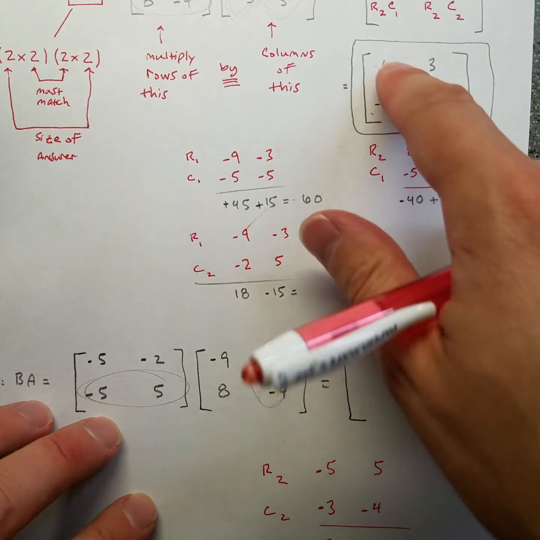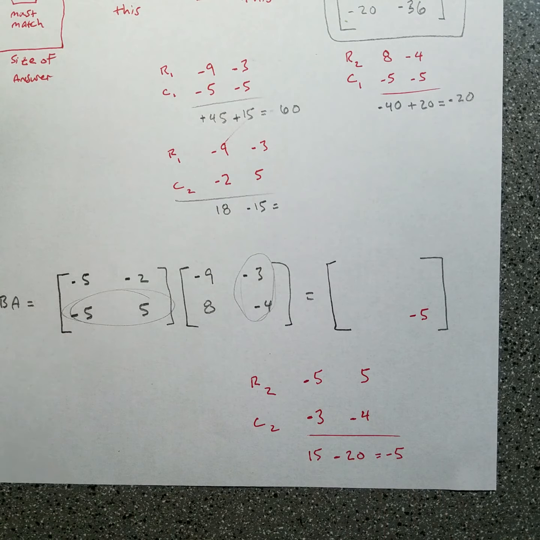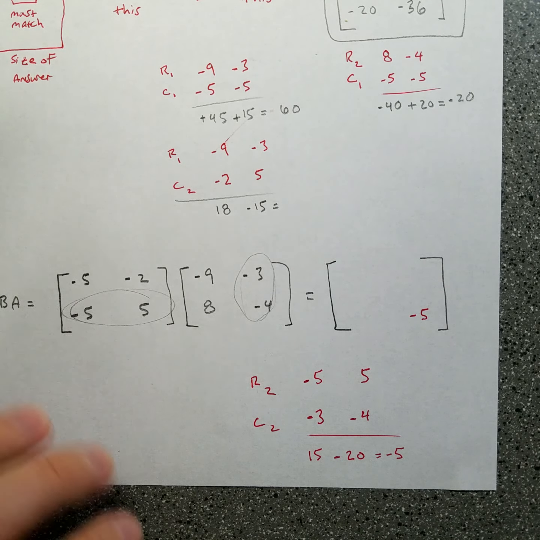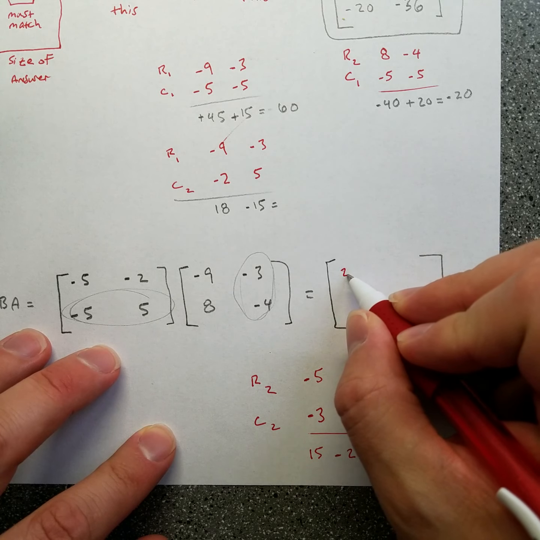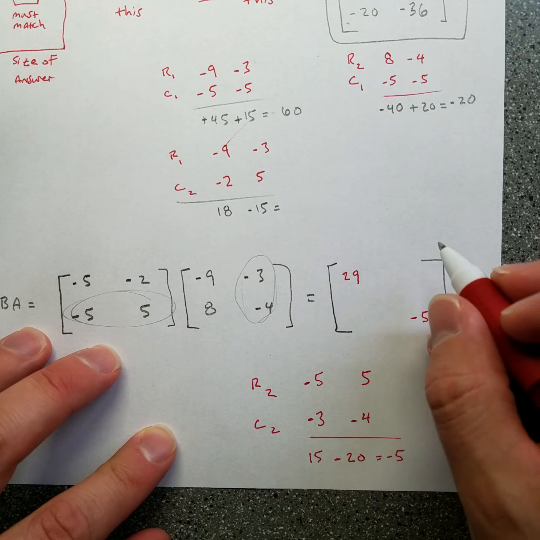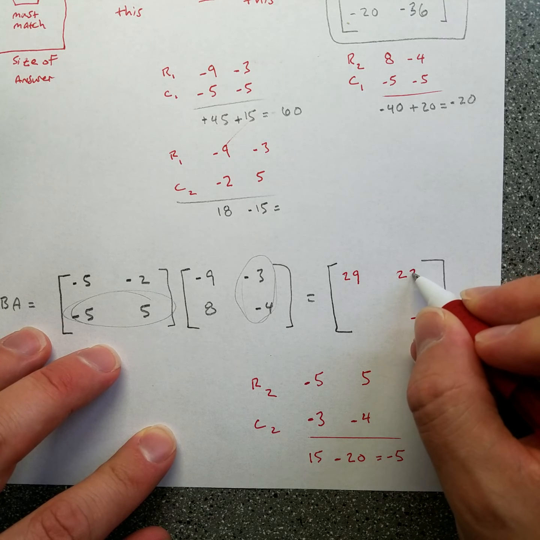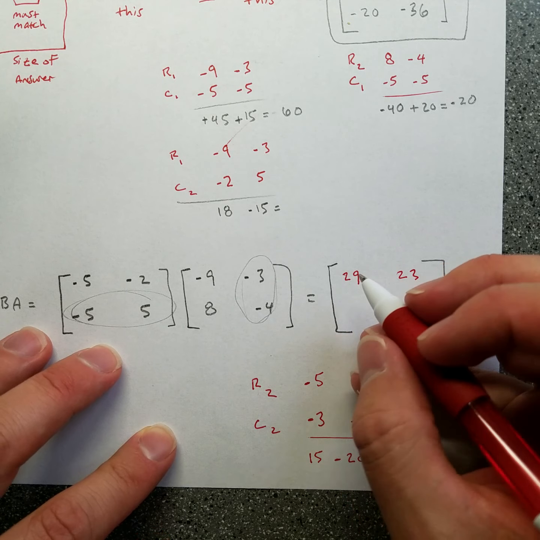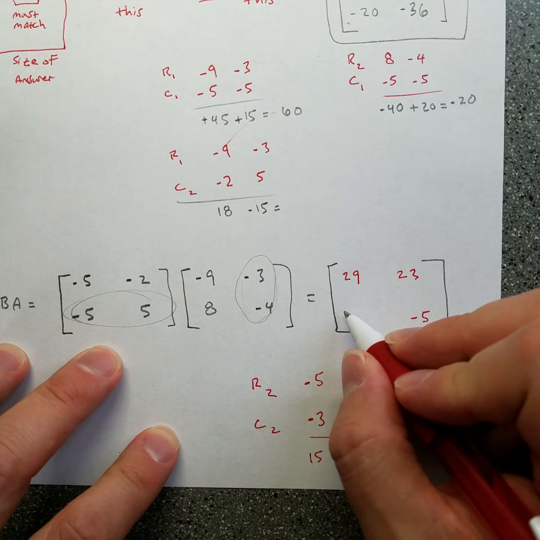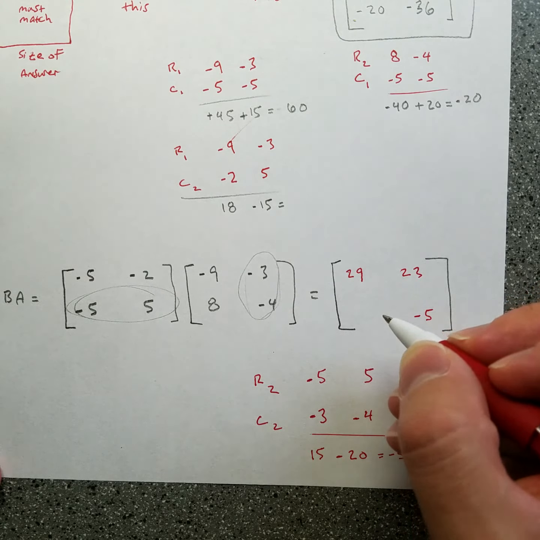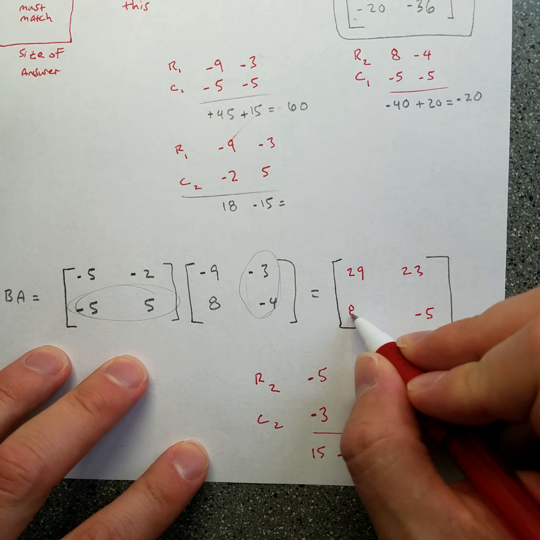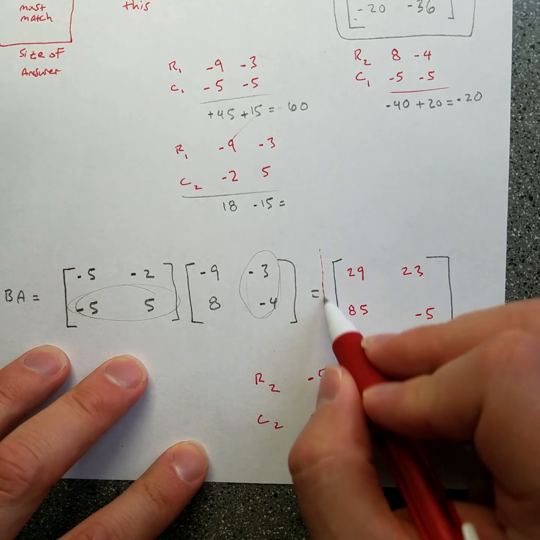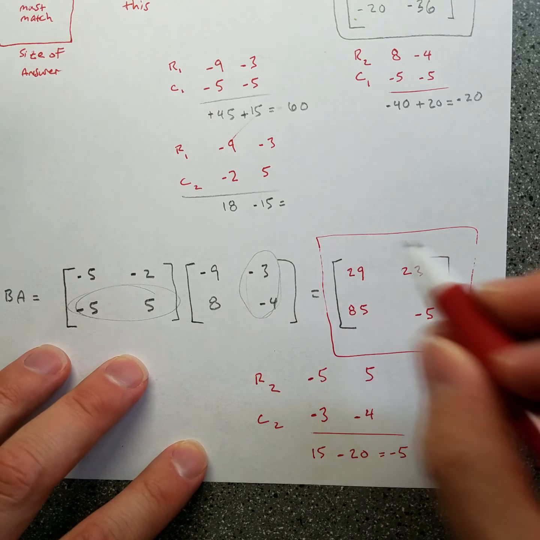Now we would find the others in the same way as I gave up there. Here's what you're going to get though. 29, 23, and then 95. I'm sorry, 85. Right there. Okay. And that will be our answer.